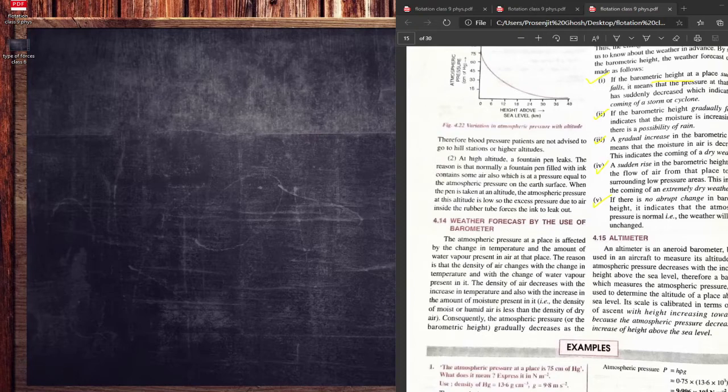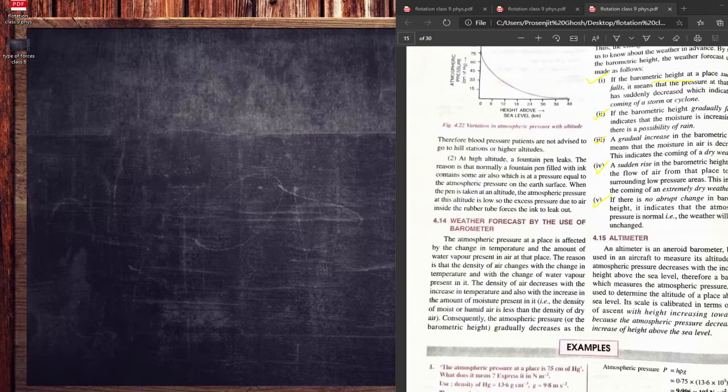Now coming to the last one, that is the altimeter. What is that? An altimeter is used to determine height. But remember, it is a barometer, an aneroid barometer. Whenever the height increases, we know obviously the pressure will decrease, and by that mechanism the altimeter is used to determine the height as well.